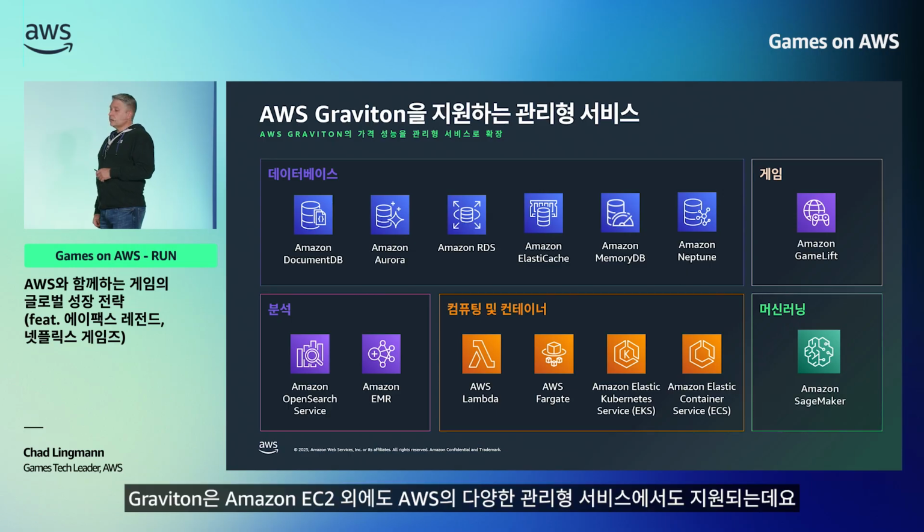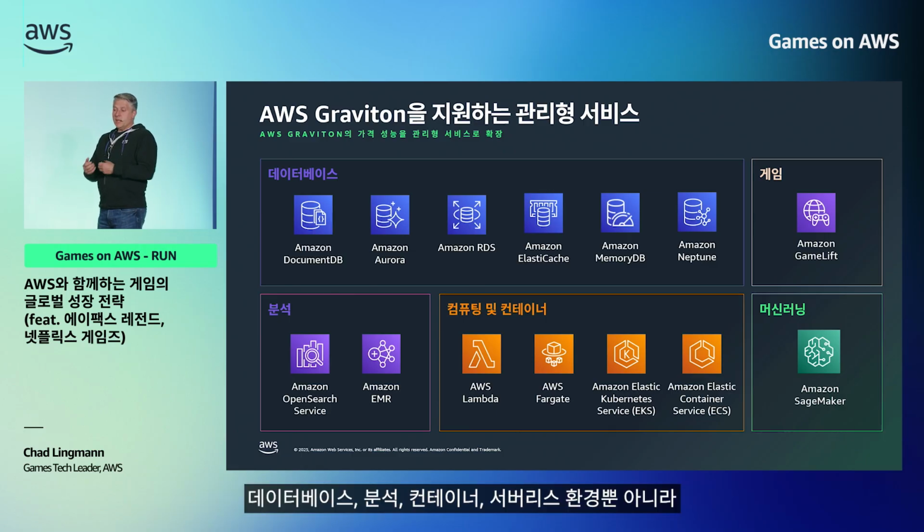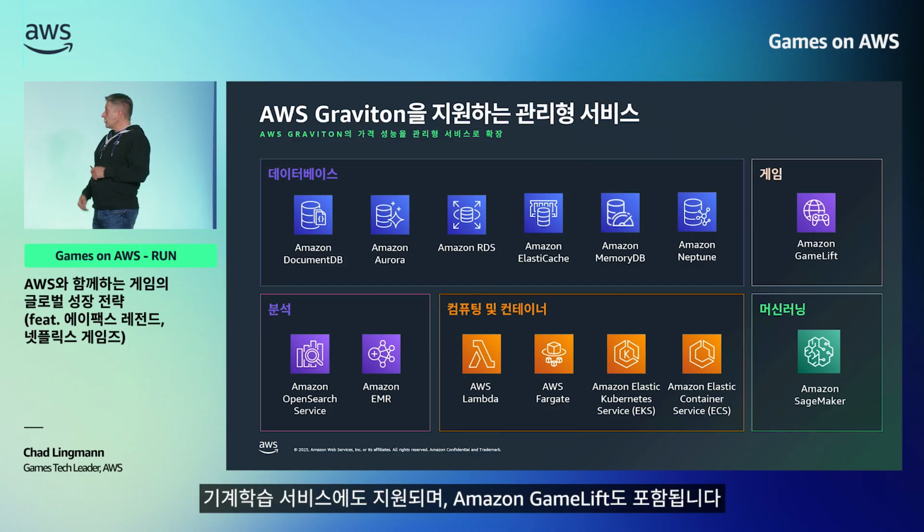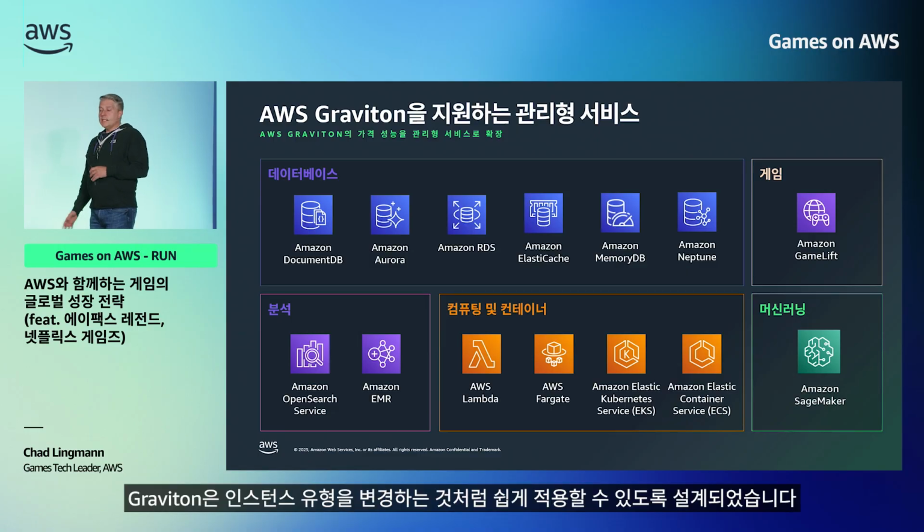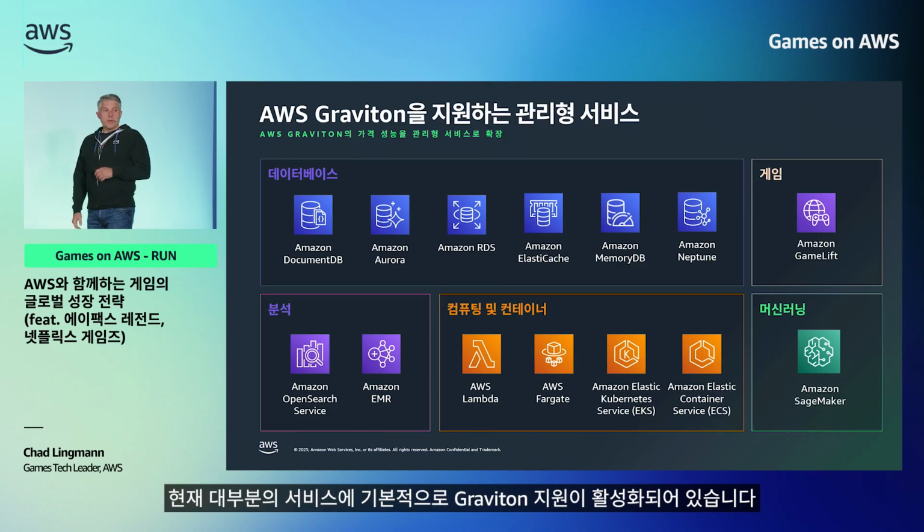So in addition to EC2, Graviton is also supported by AWS managed services, including database, analytics, container, and serverless, and also our machine learning services, and you can see Amazon GameLift is there. These services make adopting Graviton as easy as switching the instance type. Most of these services offer Graviton by default today.